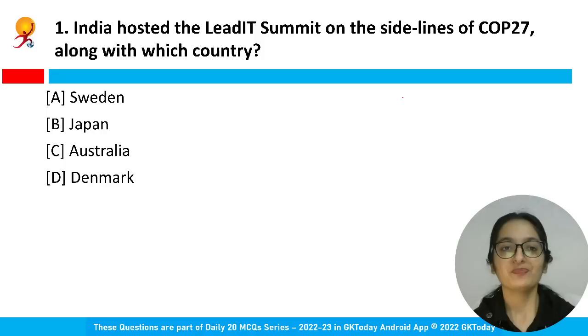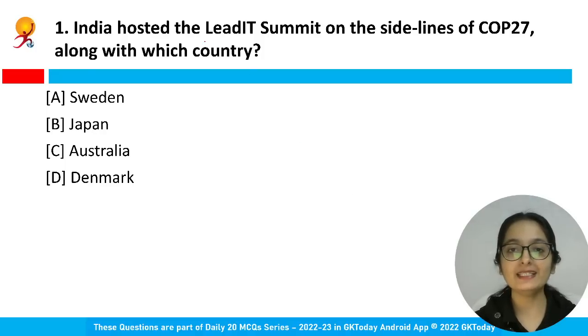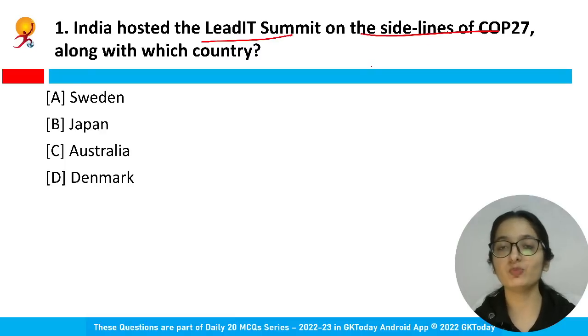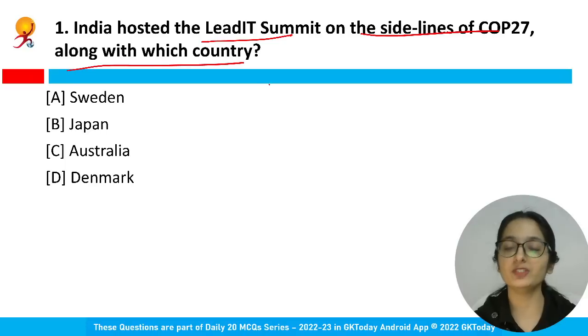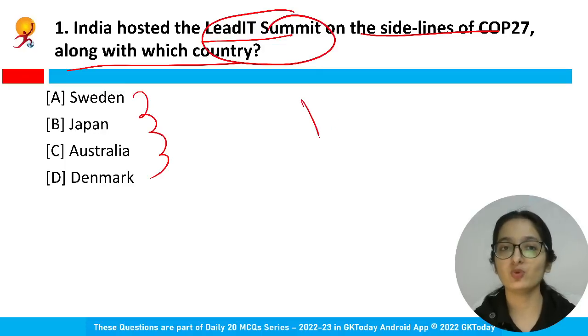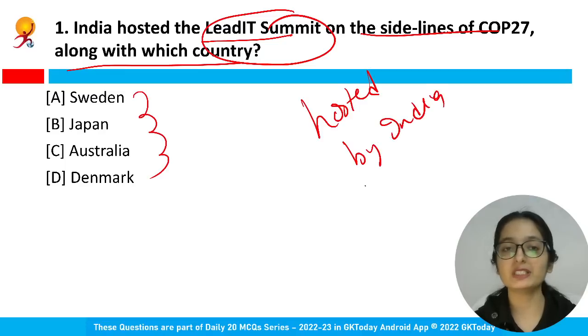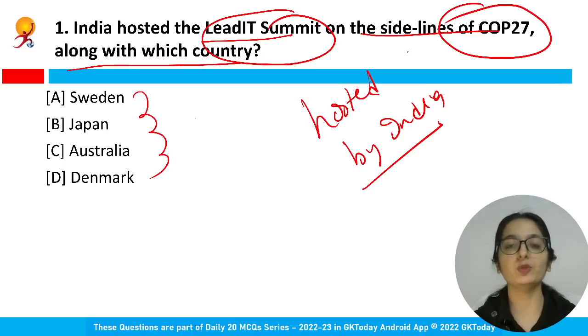Let's have a look. The first question says India hosted the lead IT summit on the sidelines of COP27 along with which country? So there are names of four countries, different options are there, and the question is saying there was a summit that was hosted by India on the side. Basically, India hosted this summit along with which country? Name of the country that you have to tell on the sidelines of COP27.